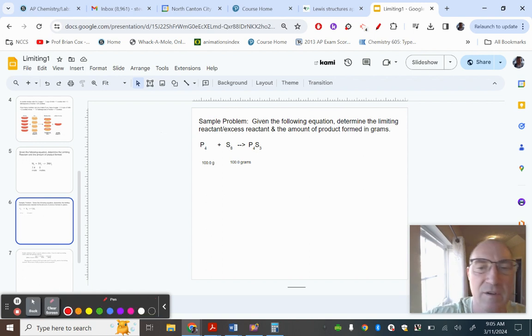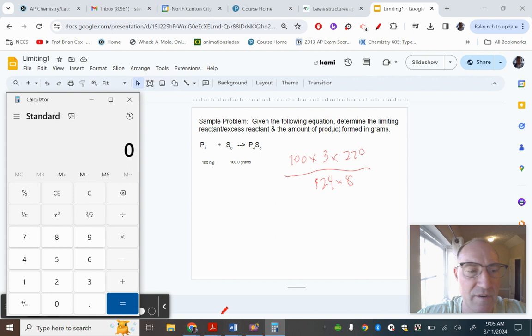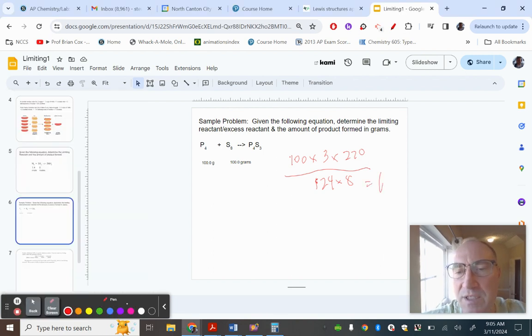So it ended up being 100 times 3 times 220 divided by 124 times 8. Okay, so that's the math. So we do 100 times 3 times 220 equals, divided by 124 equals, divided by 8 equals. Okay, so this one equals 66 grams.